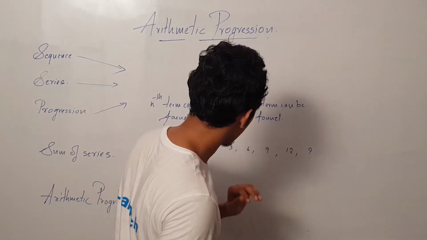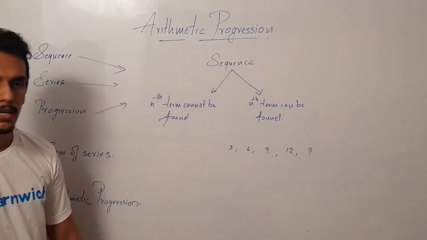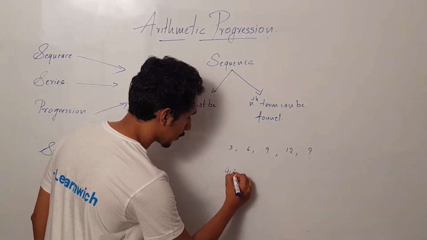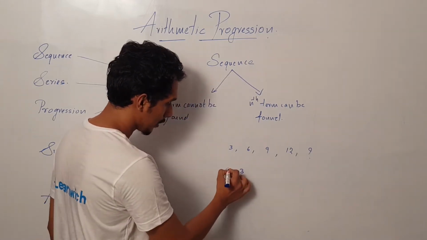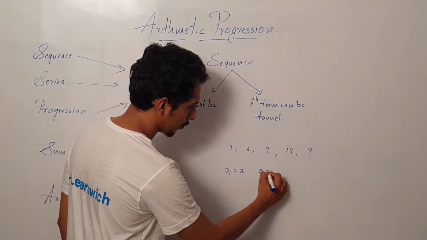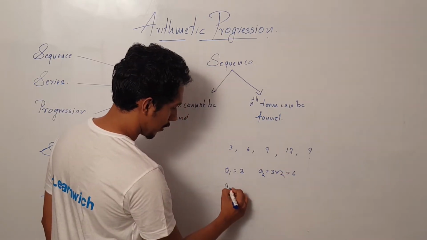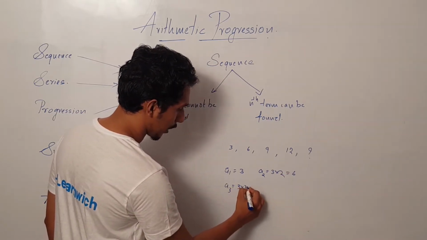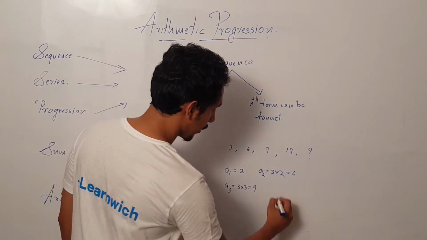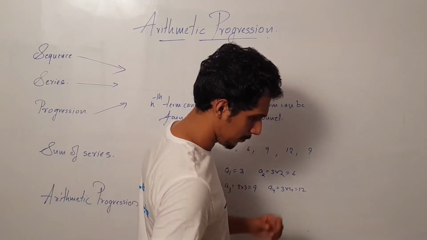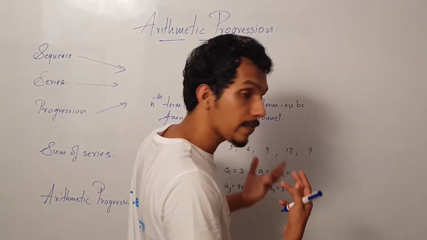So here is a sequence for you: 3, 6, 9, 12. Can you guess the next number? Yeah, it's easy, right? So the first number, a1, is 3. The second number, a2, is 3 into 2, that is 6. a3 is 3 into 3, which is 9. And a4 is 3 into 4, that is 12. So suppose I'm asking you the fifth term. That's easy.